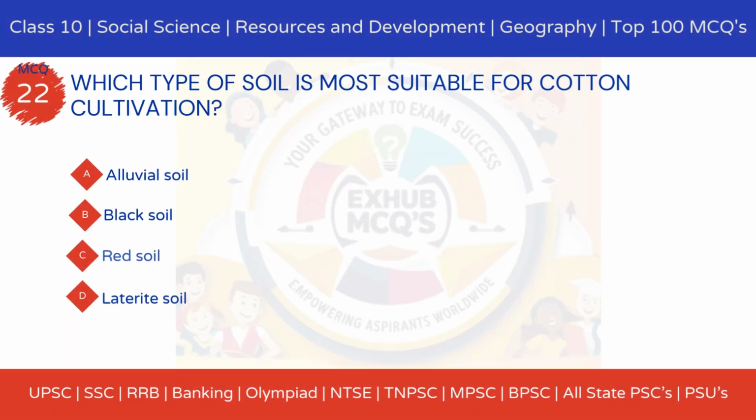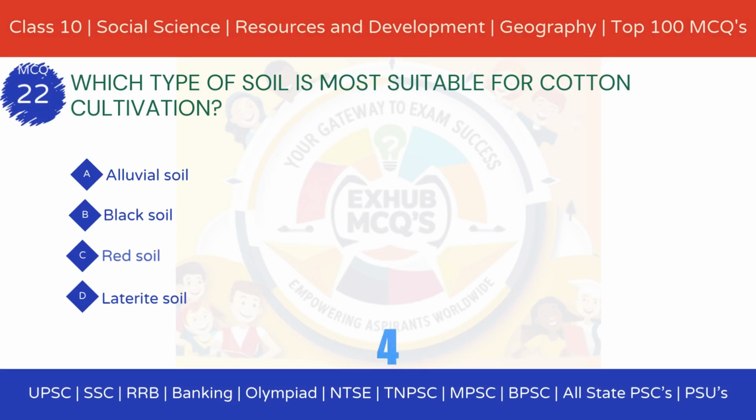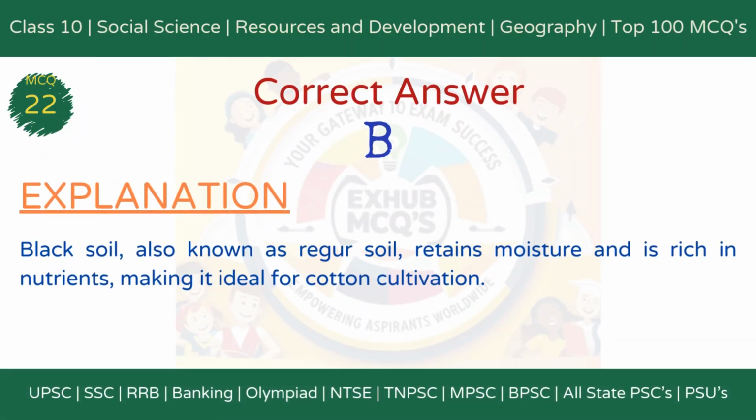MCQ 22. Which type of soil is most suitable for cotton cultivation? Option A, alluvial soil. Option B, black soil. Option C, red soil. Option D, laterite soil. The correct answer is option B, black soil. Explanation. Black soil, also known as regur soil, retains moisture and is rich in nutrients, making it ideal for cotton cultivation.